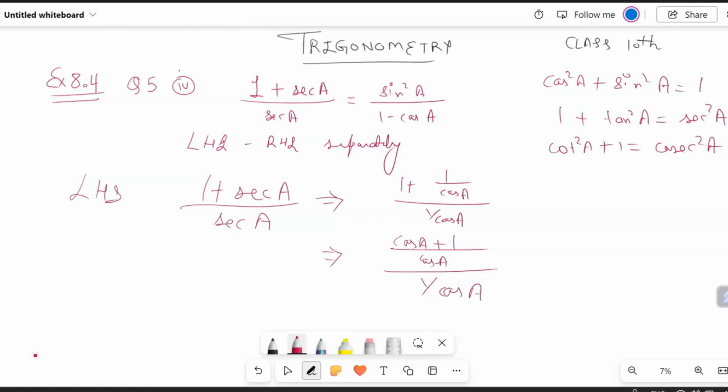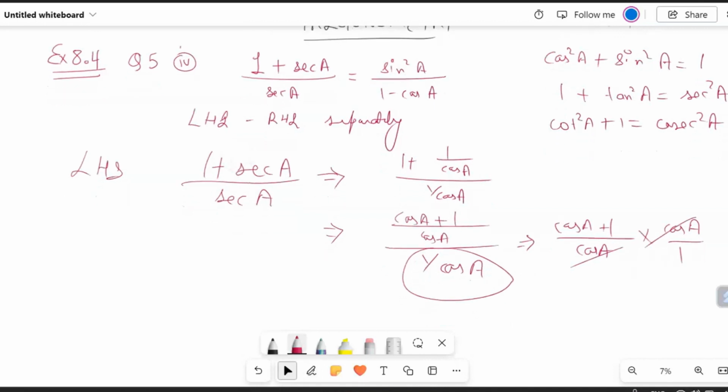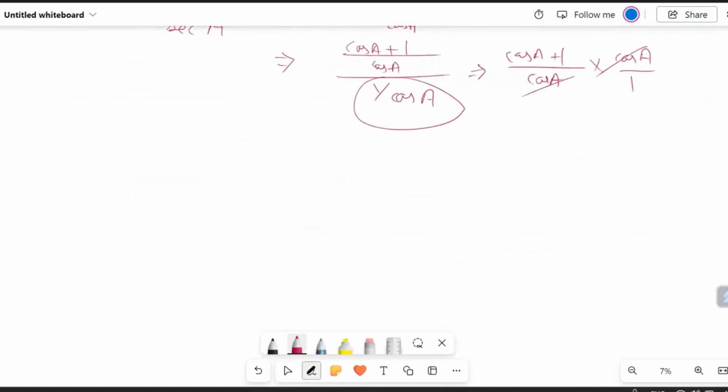Since on both sides you can take the reciprocal if you know this method, (cos A plus 1) divided by cos A will reciprocal, so it will be cos A divided by 1. Cos cancels, so what will remain? Cos A plus 1. Now we cannot solve it further, so let it be like that. Now we will do the RHS.